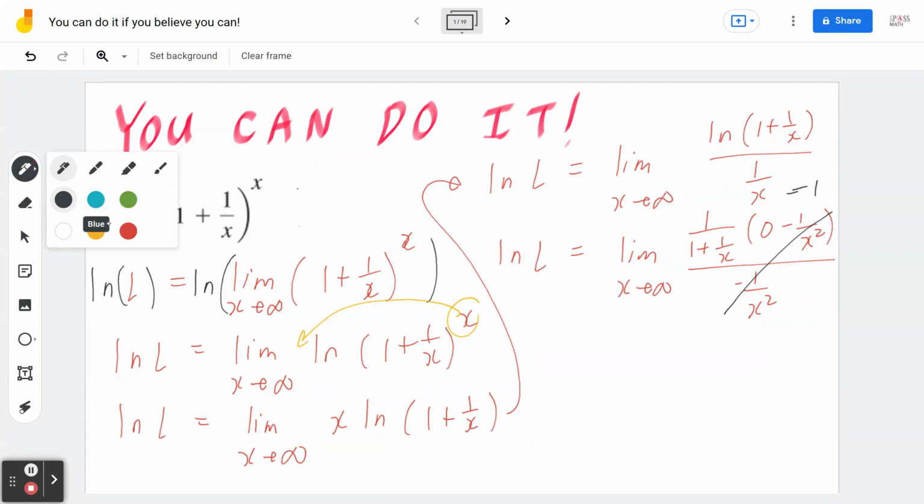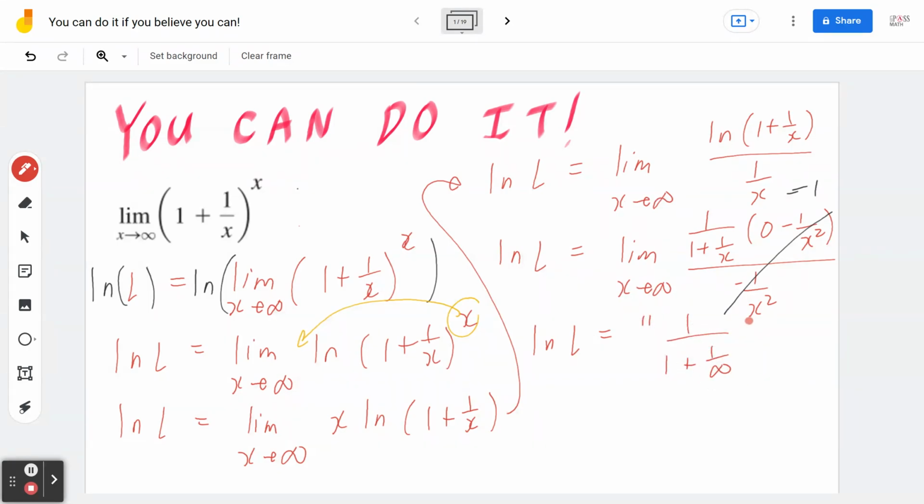I go back. Step 1, I'm going to plug in x to be infinity. I'm going to put this in quotation marks. That's going to be 1 divided by 1 plus 1 over infinity. Again, in the rule of limits, 1 divided by infinity is exactly 0. So this means ln of L equals 1.